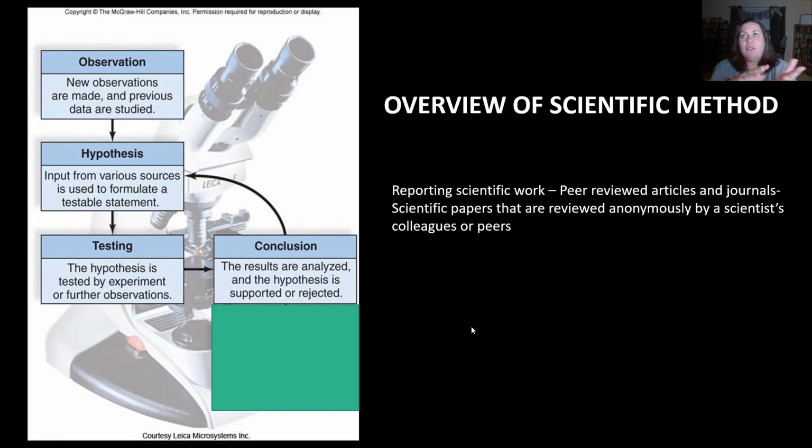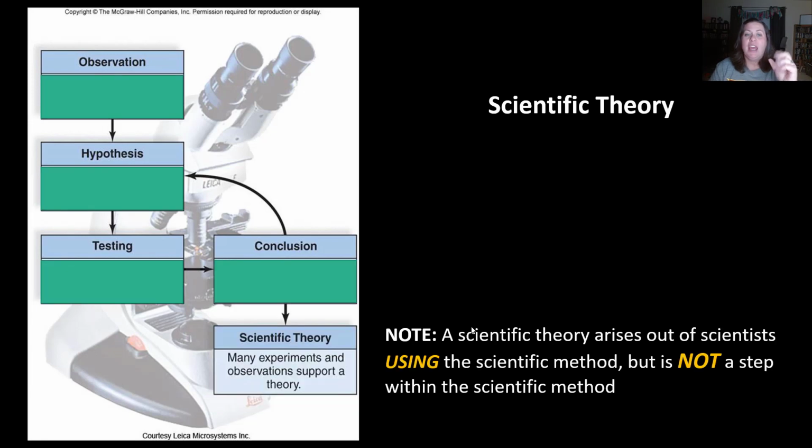So guys, if you look at this overview of the scientific method, you can see that you have observation, hypothesis, testing, and conclusion. Very similar to what we saw in the couple of slides before. Now remember, if we publish our conclusion and our experiment, we can then get it retested over and over again by our peers. This can then be turned into what we call a scientific theory. A scientific theory arises out of scientists using the scientific method, but it's not actually a step of the scientific method. It's a result of it, but it's not a step of the scientific method.